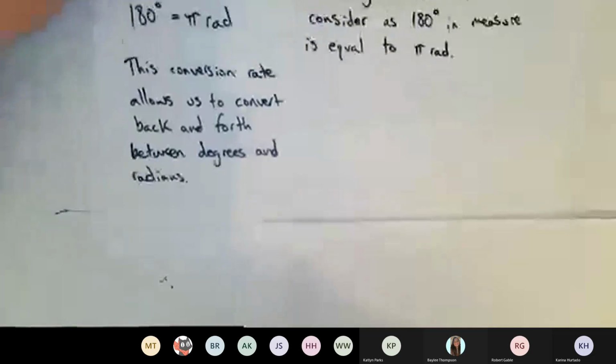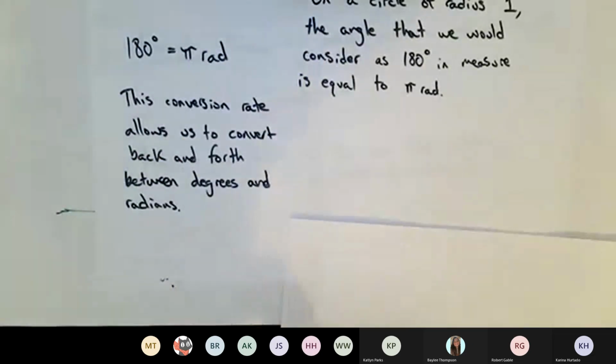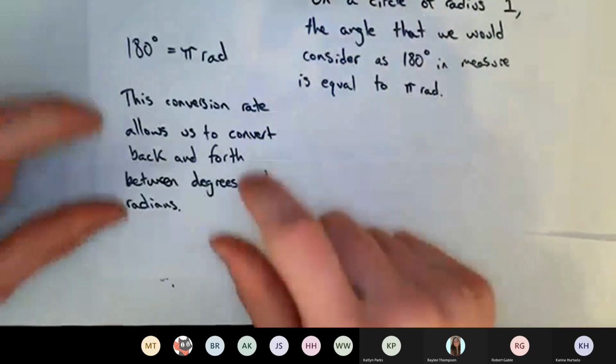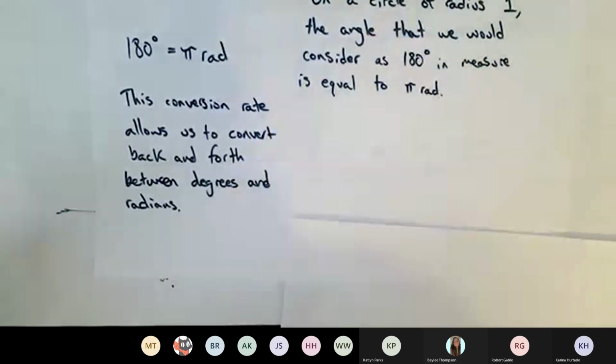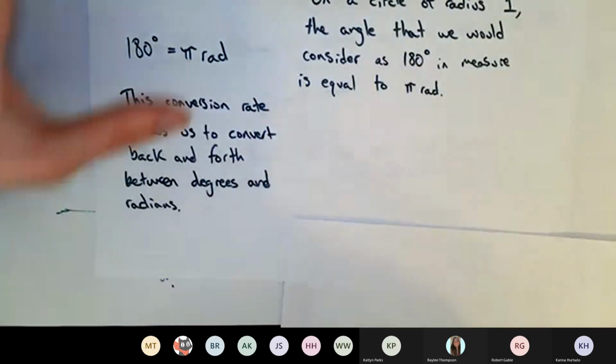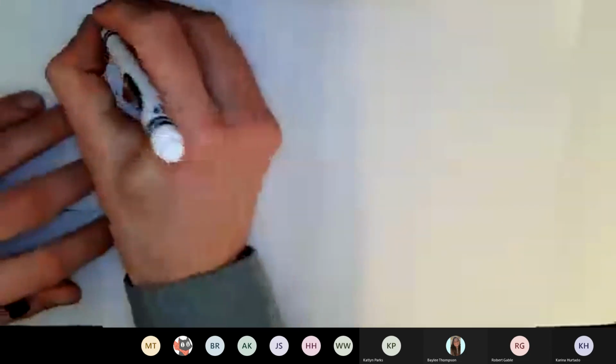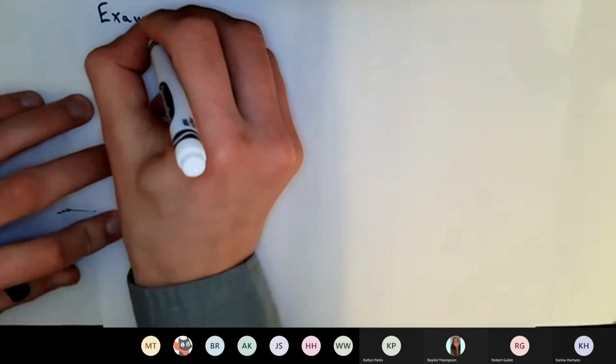So this conversion rate, if you recall, a conversion rate is just like, for example, 1 foot equals 12 inches. That's a conversion rate that allows you to convert back and forth between feet and inches. So this is our conversion rate for degrees to radians. I'll rewrite it because we are going to use it.